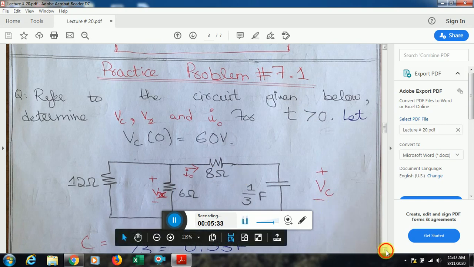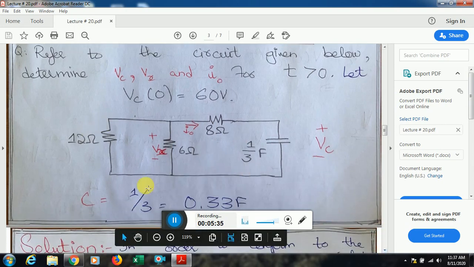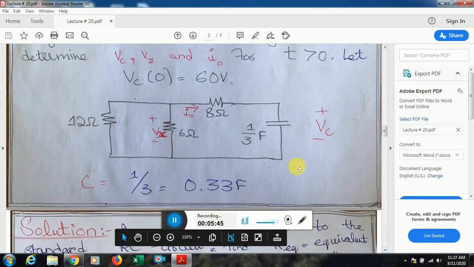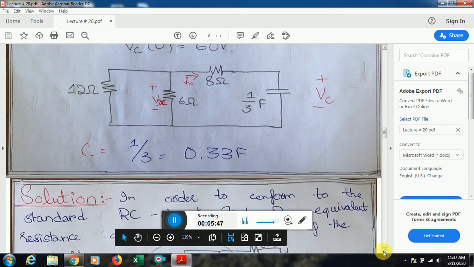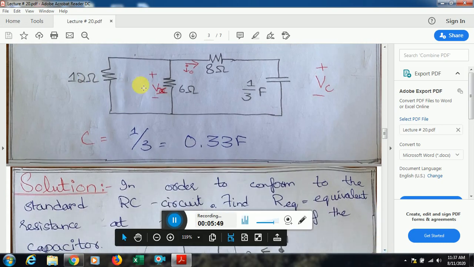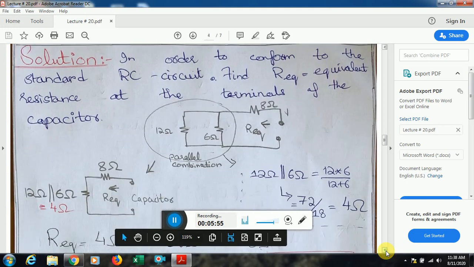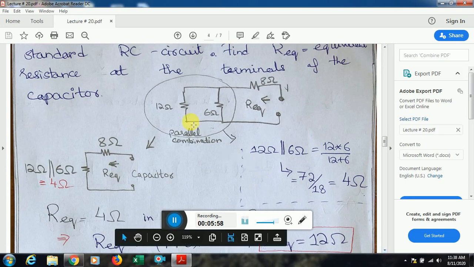So first of all, what we'll do is we will transform this into a standard source free RC circuit. So we have to take the equivalent of these three resistances in parallel to this capacitor, which is 1/3 or 0.33 farad. While taking the equivalent, you can see that these two are in parallel, that is the 6 ohm and 12 ohm are in parallel. We find the parallel equivalent of these two, and we get to know that 6 ohm in parallel to 12 ohm yields 4 ohm.